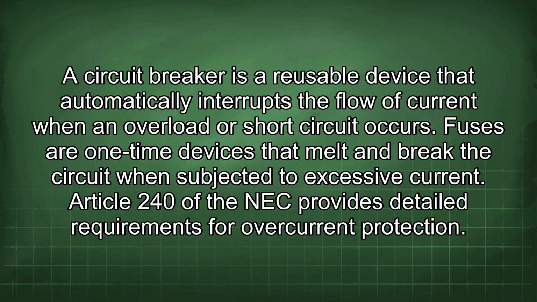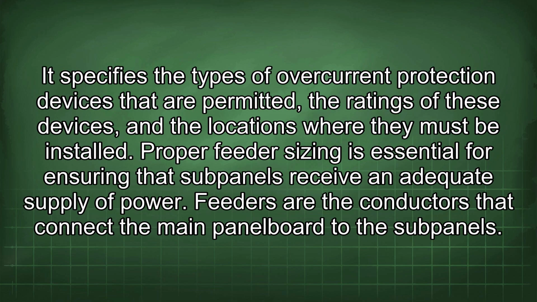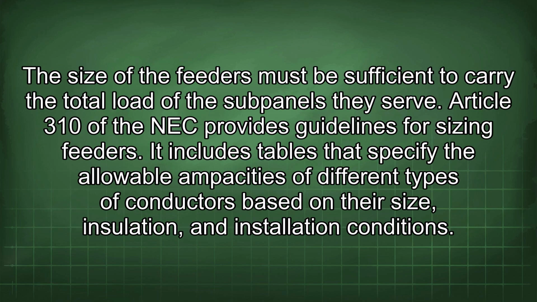Article 240 of the NEC provides detailed requirements for overcurrent protection. It specifies the types of overcurrent protection devices that are permitted, the ratings of these devices, and the locations where they must be installed. Proper feeder sizing is essential for ensuring that subpanels receive an adequate supply of power. Feeders are the conductors that connect the main panel board to the subpanels. The size of the feeders must be sufficient to carry the total load of the subpanels they serve.